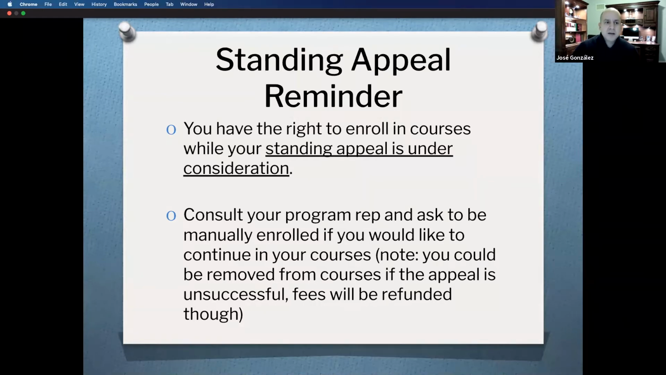Also keep in mind that if you are not successful in your appeal, the university can withdraw you from the course, and you will be able to get your money back. On the other hand, if you're successful, you will be able to continue.